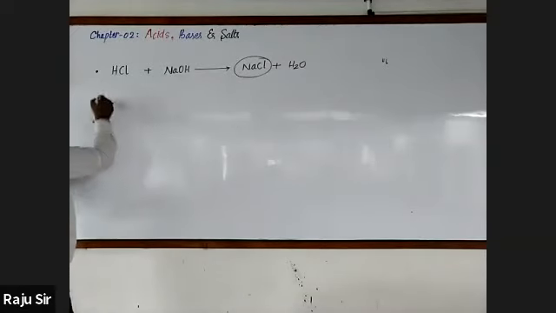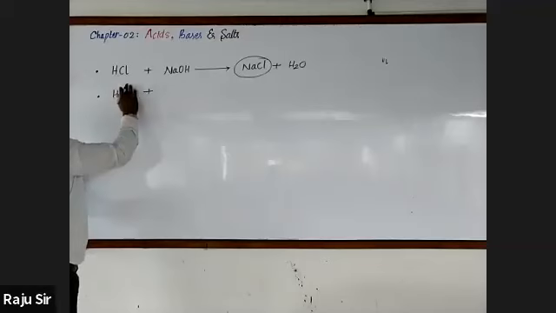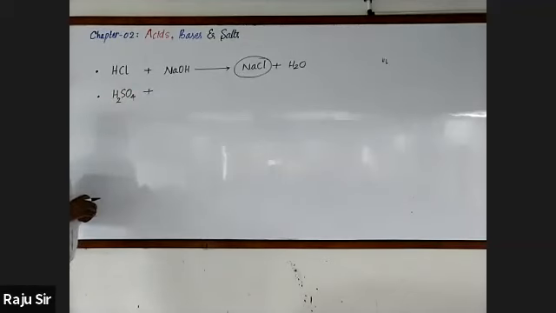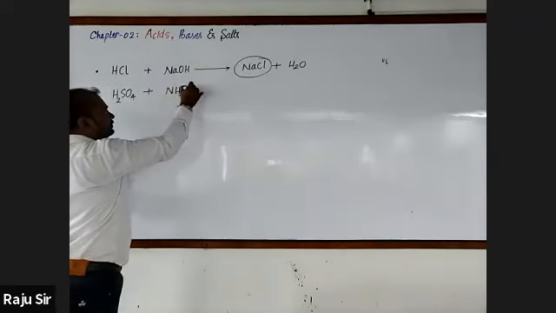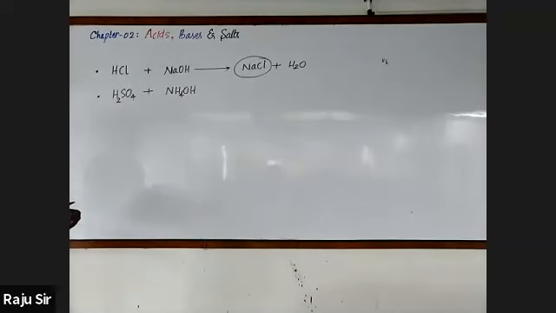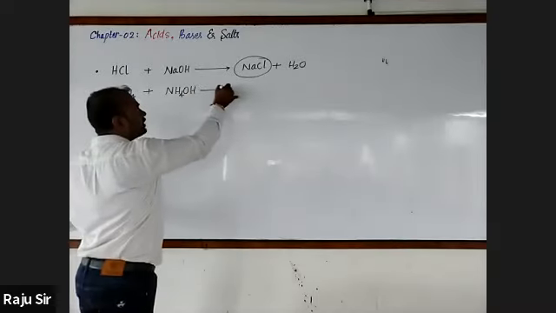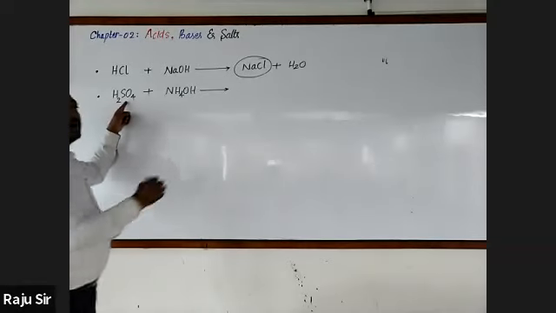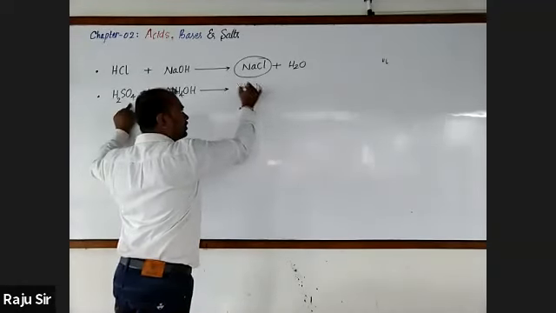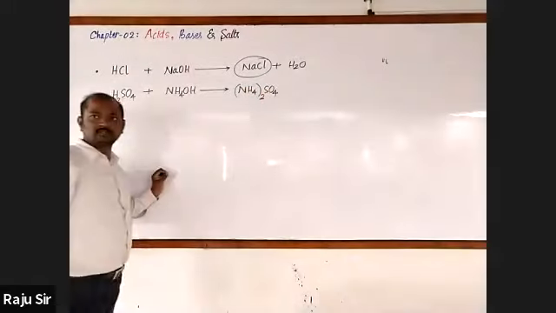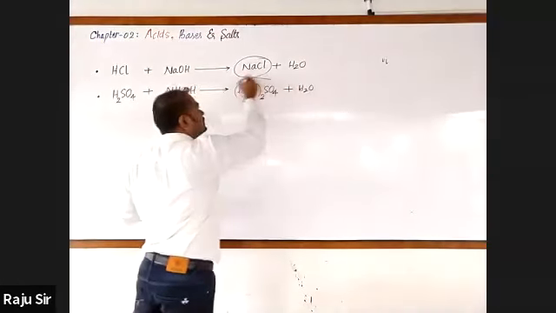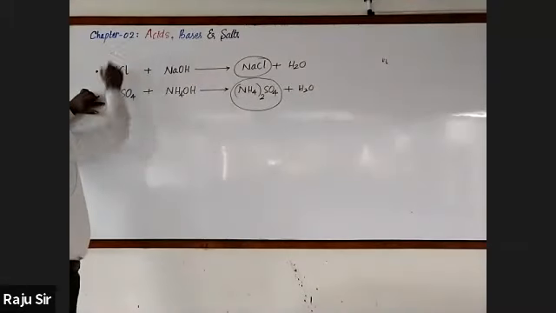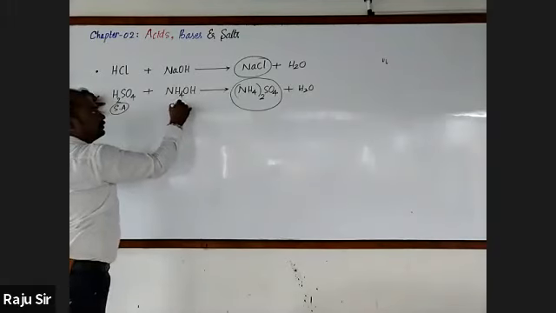Follow? Next, I'll write one more. HCl or H2SO4, strong acid. Ammonium hydroxide, strong base or weak base? It is a weak base. Name the compound which is formed. Ammonium sulfate, (NH4)2SO4, plus water. This is the salt which is formed by a strong acid and a weak base.